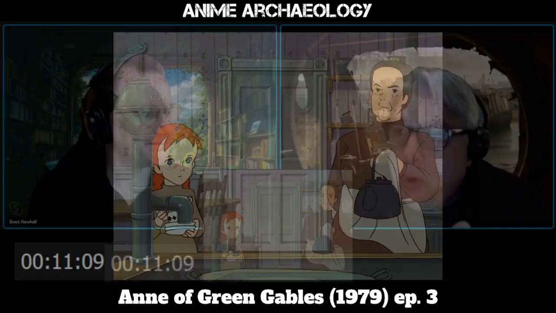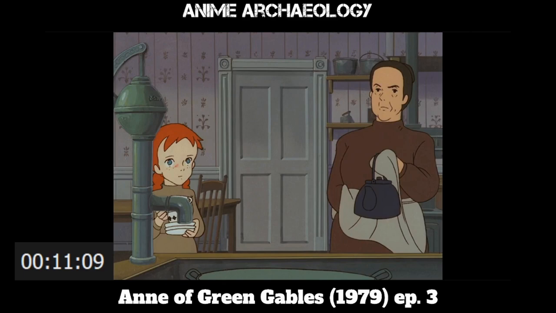Like, nobody would think that the pot was so hot. And Marilla's using her apron as she would. Yep, as you would. I mean, that's kind of the purpose there. And she's doing that. A lot of people would just be like, oh, yeah, it's a kettle, whatever.